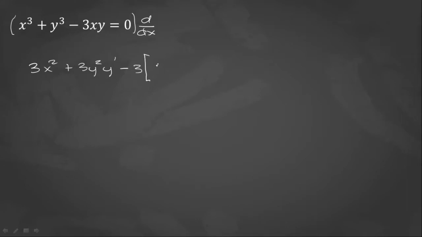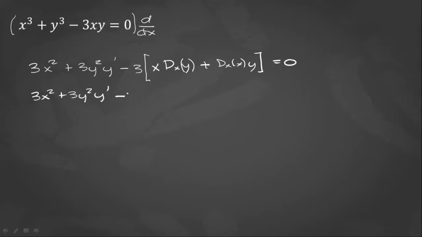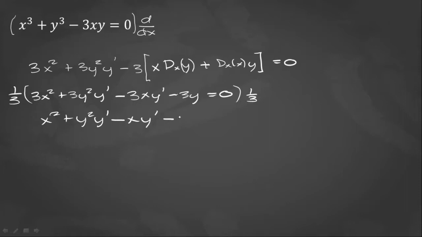We have here x times the derivative of y plus the derivative of x times y is equal to 0. So 3x squared plus 3y squared y prime minus 3x times the derivative of y, which is y prime, so x y prime. And the derivative of x is 1, times y, then negative 3 multiplied by y is negative 3y, equal to 0. Notice that each term has a factor of 3. We can further simplify this by dividing both sides by 3. So we have x squared plus y squared y prime minus x y prime minus y is equal to 0.